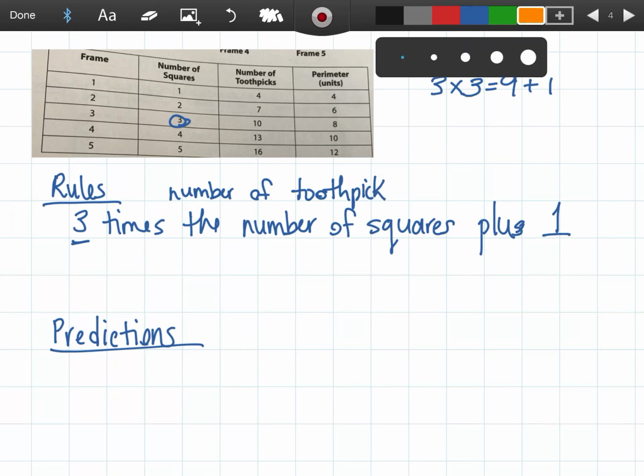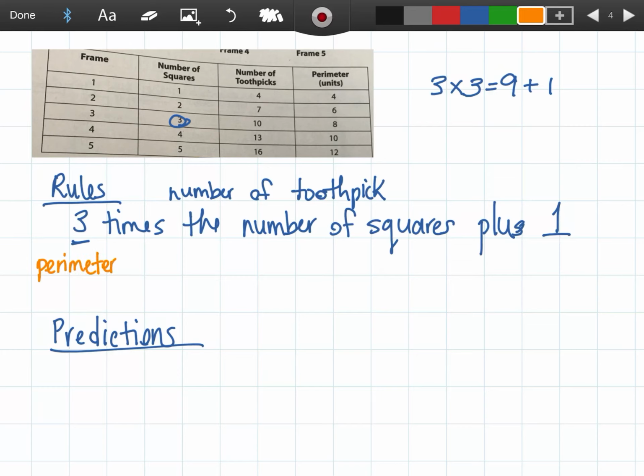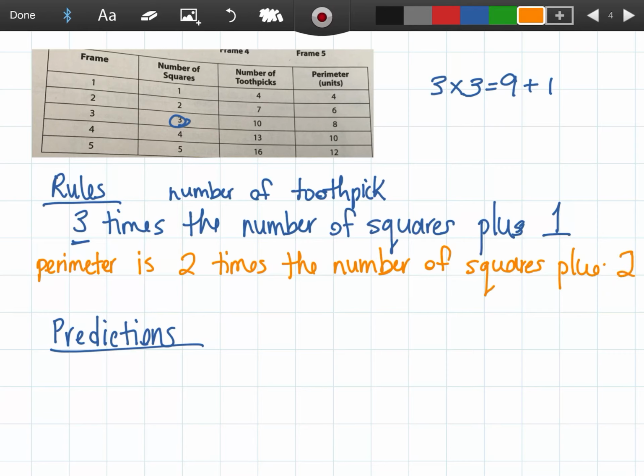If we look at the perimeter, we can see that the perimeter is 2 times the number of squares, plus 2. Let's grab number 5 here. There are 5 squares, so 2 times 5, because we said 2 times the number of squares, is 10, plus 2, and that gives us a perimeter of 12. And that helps us when we're asked to make predictions.